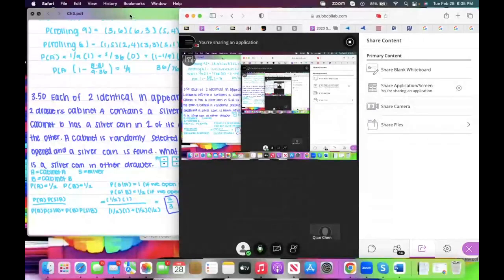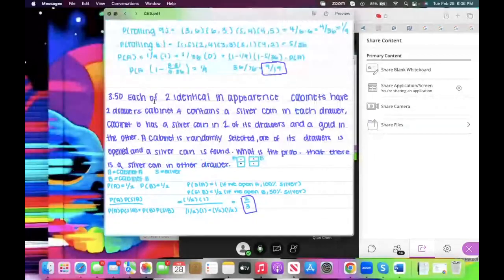Okay, can you see this? Yes. Okay, good. So I'm doing question 50 of chapter 3. Each of two cabinets identical in appearance has two drawers. Cabinet A contains a silver coin in each drawer. Cabinet B has a silver coin in one of its drawers and a gold coin in the other. A cabinet is randomly selected, one of its drawers is opened, and a silver coin is found. What is the probability that there is a silver coin in the other drawer?